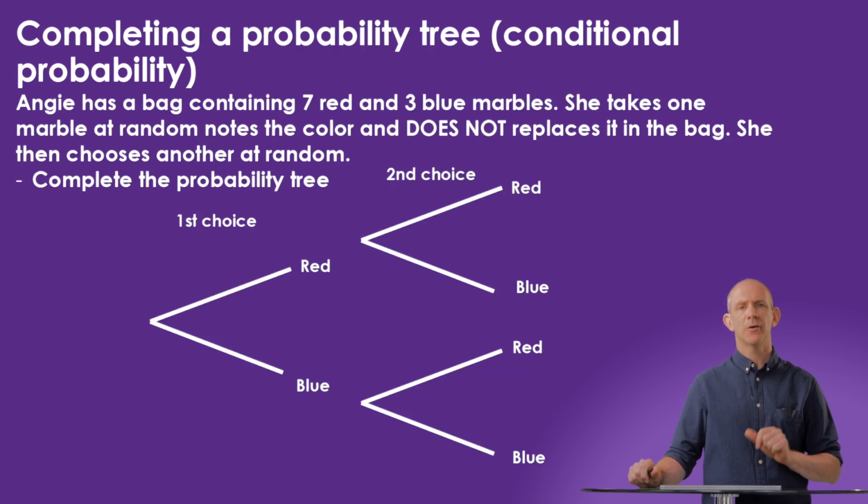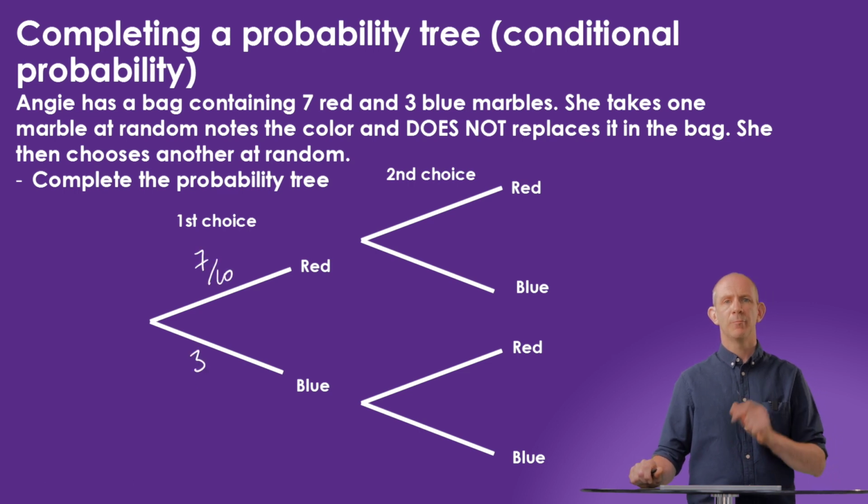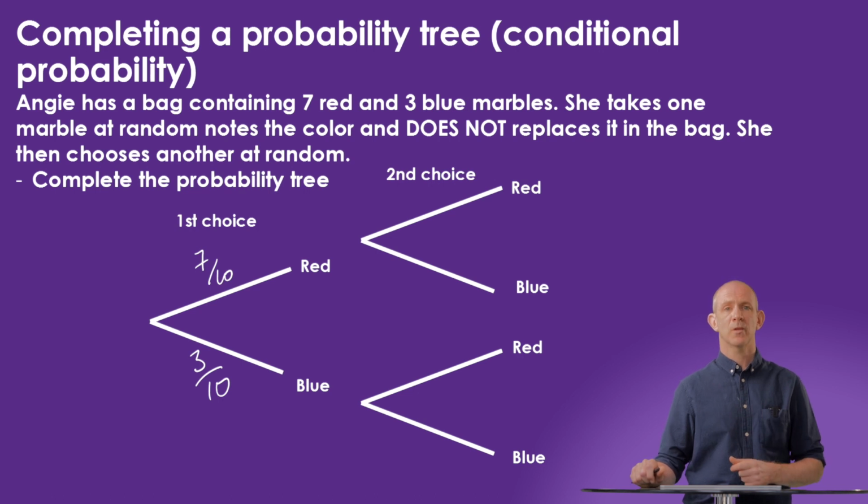The probability of choosing a red marble will be 7 out of 10, and a blue marble will be 3 out of 10, as there are 10 marbles in total. As the ball is not replaced, we need to change the amounts for the second set of probabilities. If a red marble is chosen first, then there will only be 6 red marbles left out of a possible 9 marbles. There will still be 3 blue marbles, so the probability of choosing a blue marble on the second time will now be 3 out of 9.